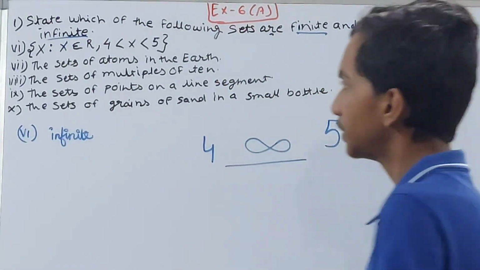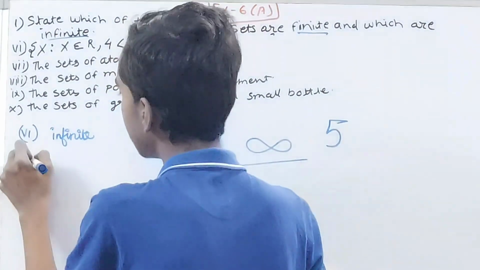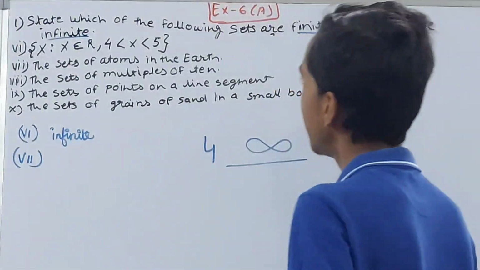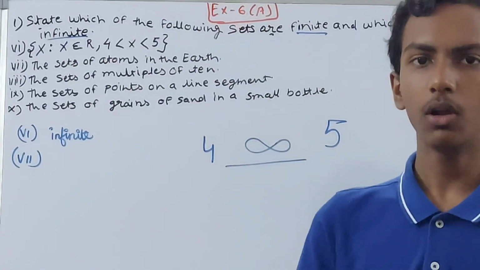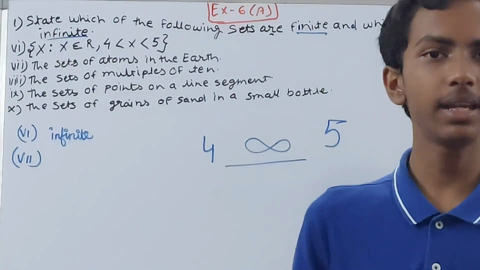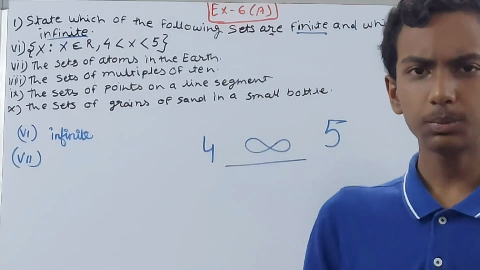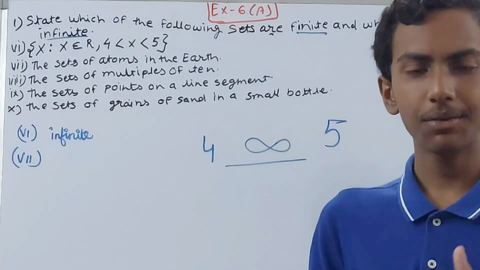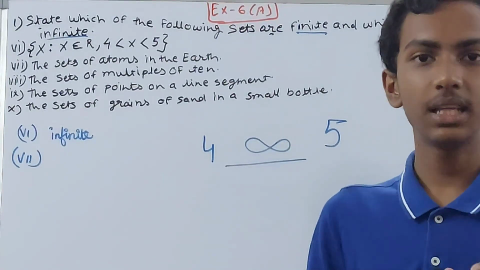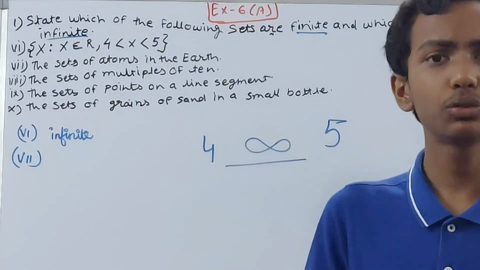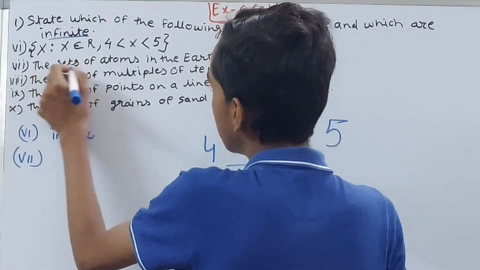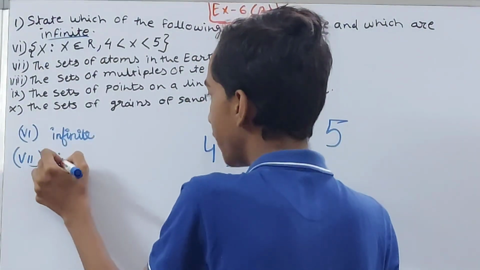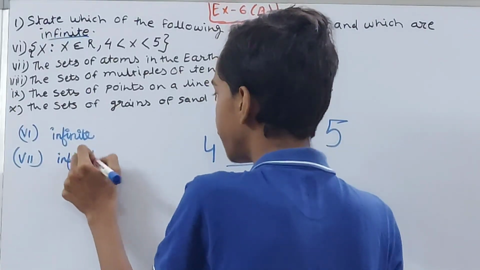Now see, the seventh part is the set of atoms in the earth. Infinite, of course, a very logical answer, right? You cannot count how many atoms there are. Even the smallest things, whatever you see, the table or the chair, are made up of an infinite number of atoms. You can't count them. So that's why here also, the set of atoms in the earth is an infinite set. Yes or no?